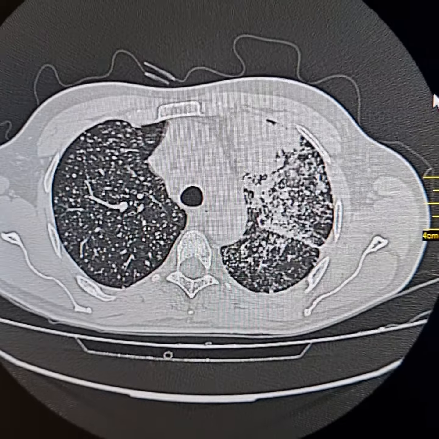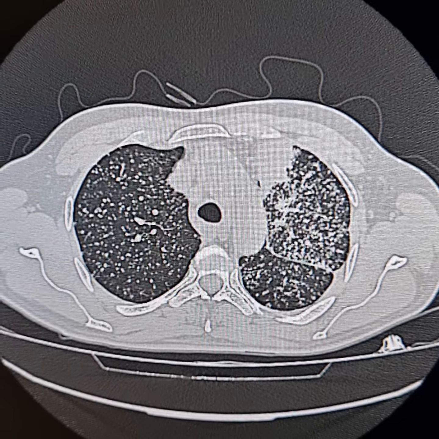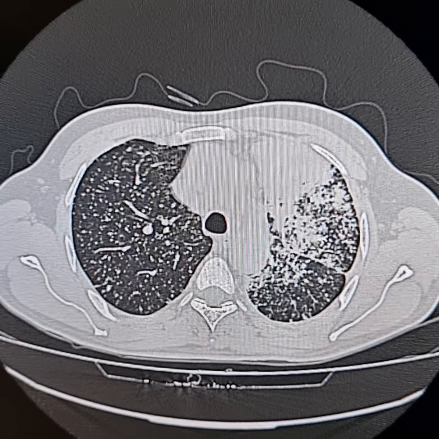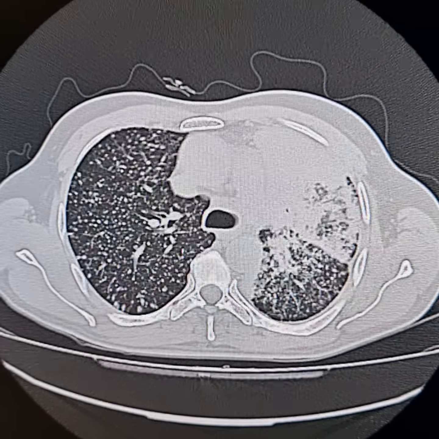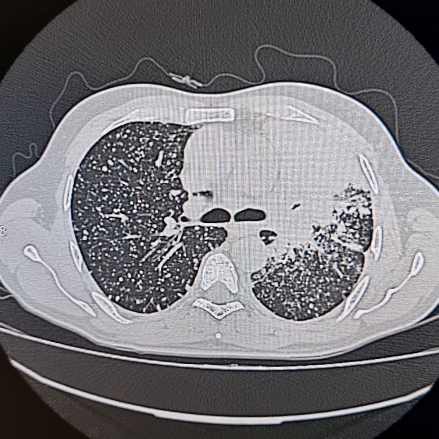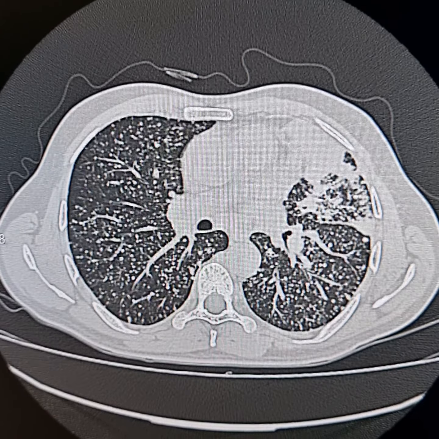Now, this is an area of increased attenuation. This one here has involved the lower parts of the anterior segment and apico-posterior segment of the left upper lobe, the superior lingular segment, and the upper part of the inferior lingular segment of the left upper lobe.